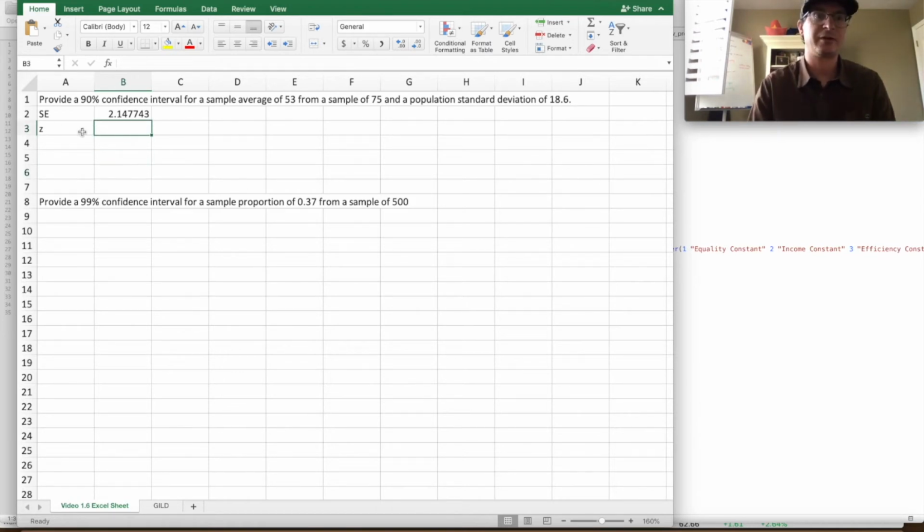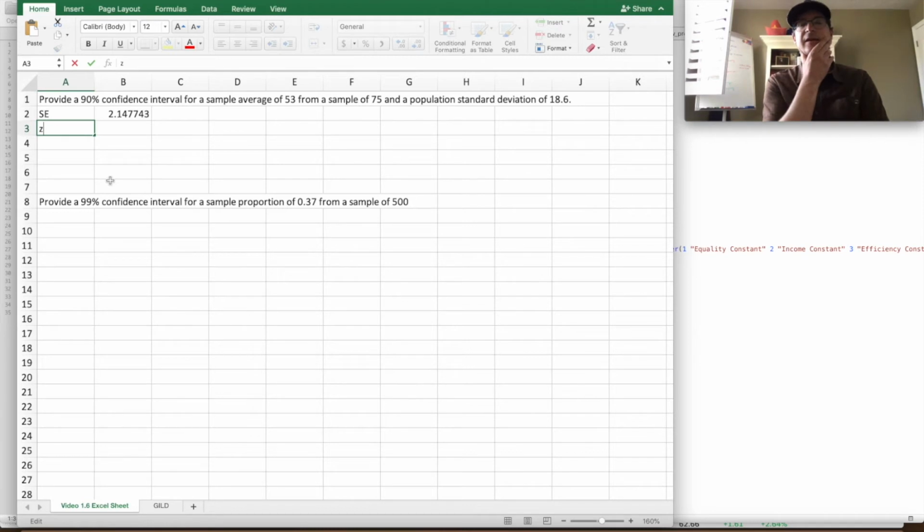But for this one, I have a 90% confidence interval. So that means I want 90% in the middle of the bell curve. So that means there's 10% total on the outside of the bell curve, 90% in the middle, 10% on the outsides. But that means there's 5% in each tail, right?